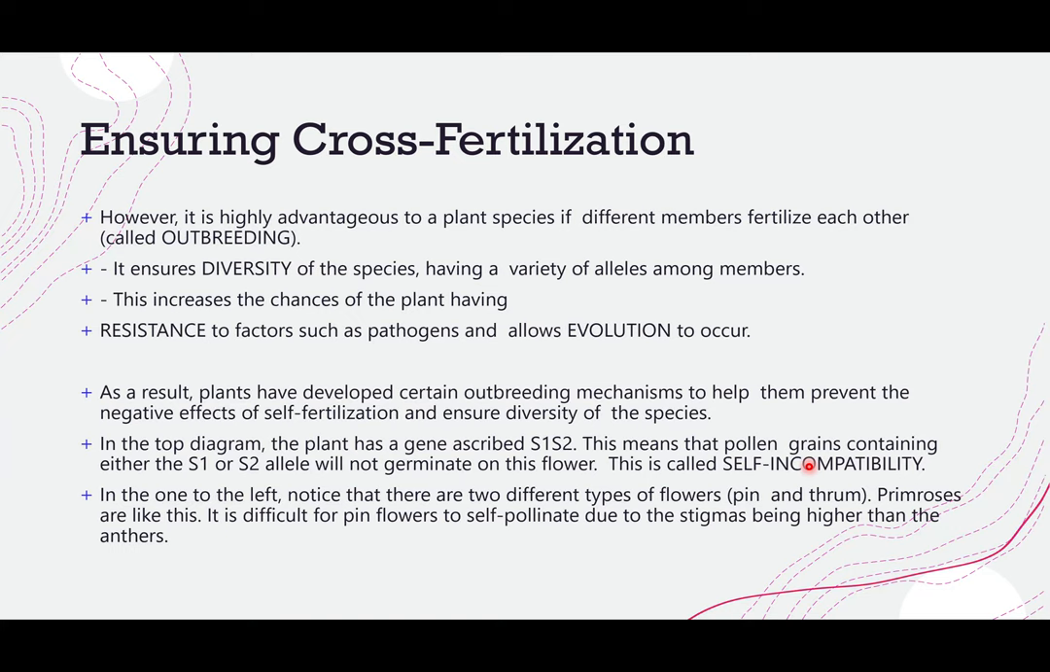Let's say that we want a more diverse species. Then cross-pollination enforces a more diverse species. As we have varying alleles among the members, it increases the chance of the plants having resistance to factors such as pathogens, and allows for evolution to occur. So this is when we look at Darwinian theories in module 2, which is what we're going to be really speaking about. As a result, plants have developed certain outbreeding mechanisms to help prevent the negative effects of self-fertilization and ensure that diversity of species occurs.